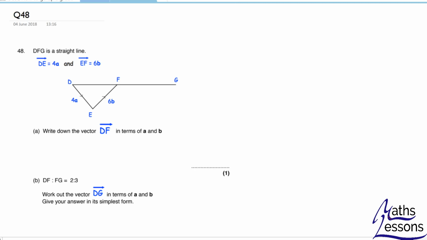Now, vectors question. Write down DF in terms of A and B. So we're trying to find that. We know that DE is 4A and EF is 6B. So we can get to DF by going D via E via F. So it's just going to be 4A plus 6B. So we're going that way with 4A, that way with 6B. So we get 4A plus 6B.